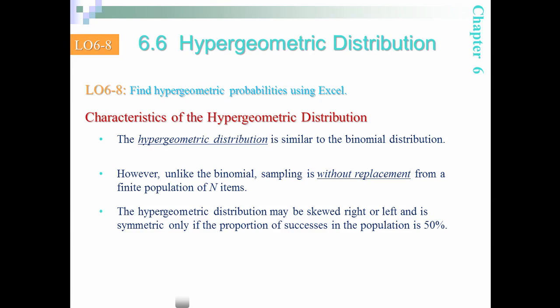And the shape of the hypergeometric distribution is similar to the binomial. If the population proportion is 50%, you're going to have a symmetric random variable, otherwise it's going to be skewed in a similar fashion to the binomial.